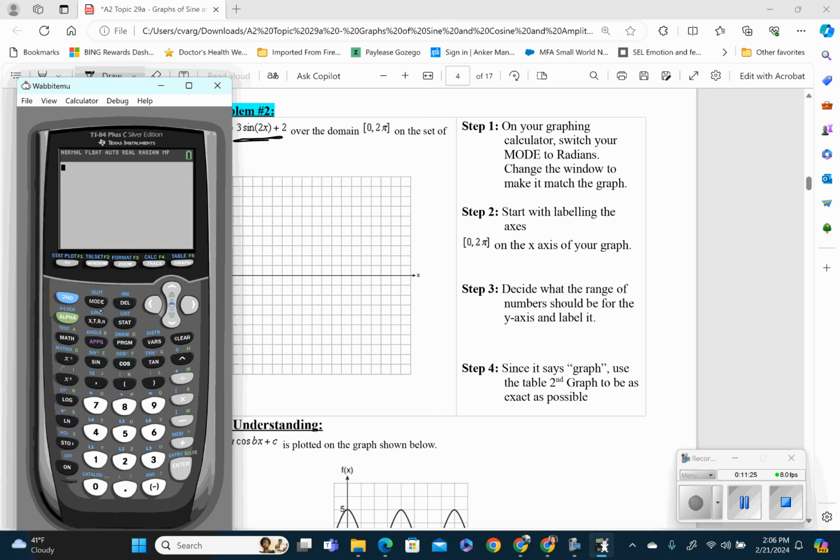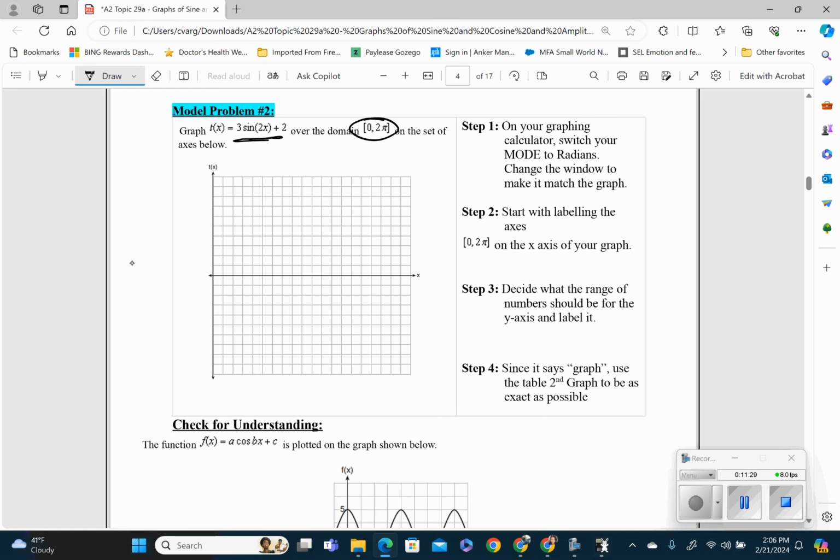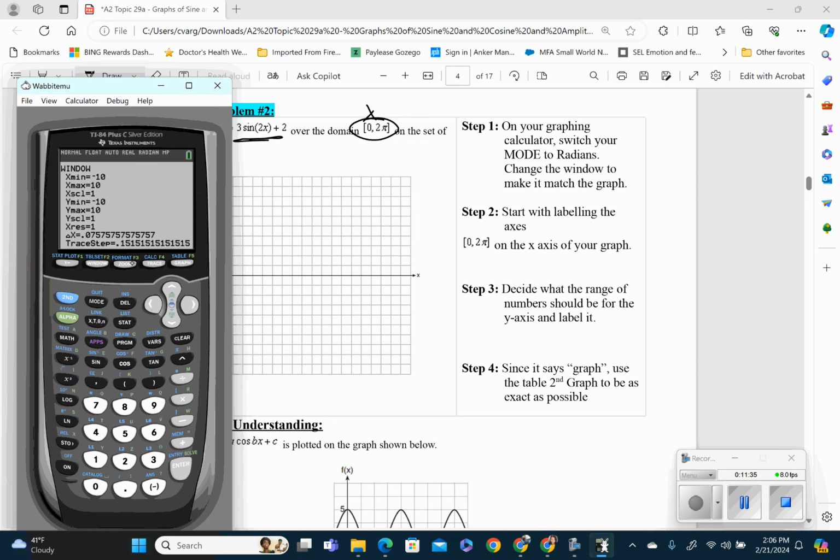And now the next thing I want to do is hit my window because they want me to graph it from 0 to 2 pi. So this is going to be my x's. I'm going to change my x min and my x max. So x min, we're going to start at 0, and my x max, we're going to go to 2 pi. And it's customary to just go pi over 2. So pi divided by 2 is going to be our scale.